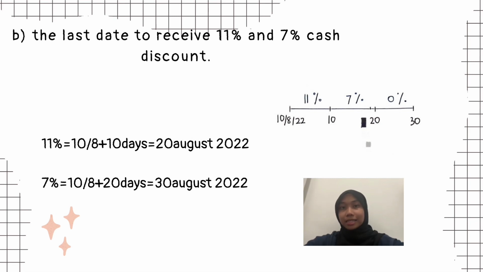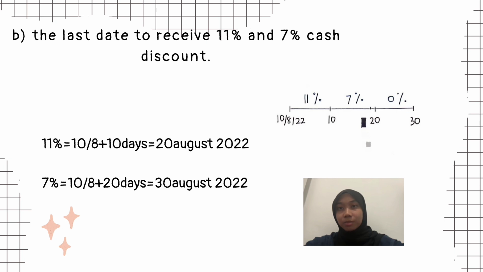Question B. The last date to receive 11% and 7% cash discount. First, find the date that we receive the invoice, which is 10 August 2022. Draw like this to understand it better: 10, 20, and 30. Between 10 August until 10 days, it is 11%. Between 10 until 20, it is 7%. And between 20 until 30, it is 0%.